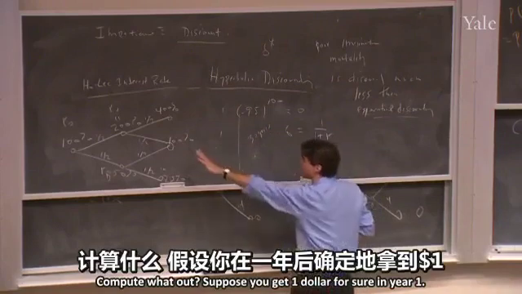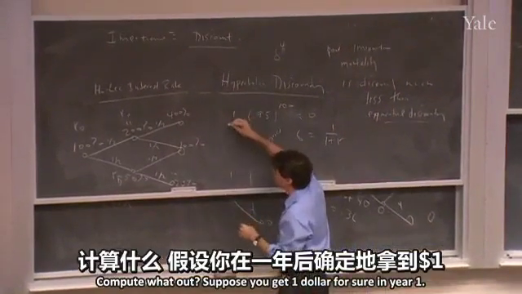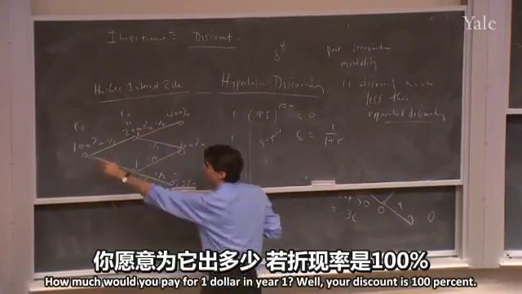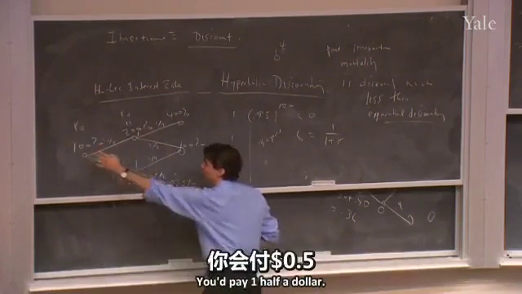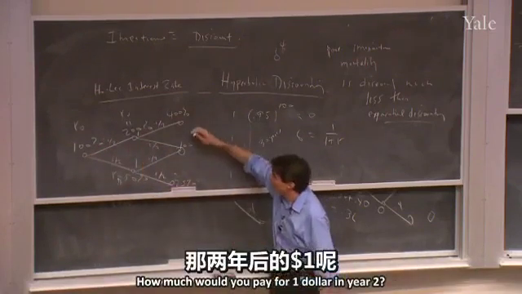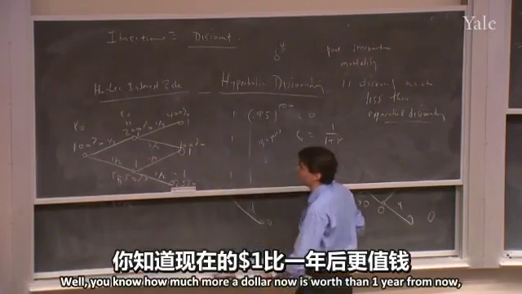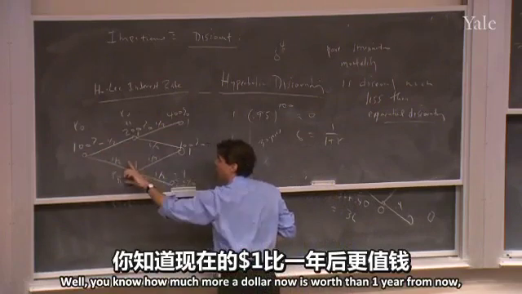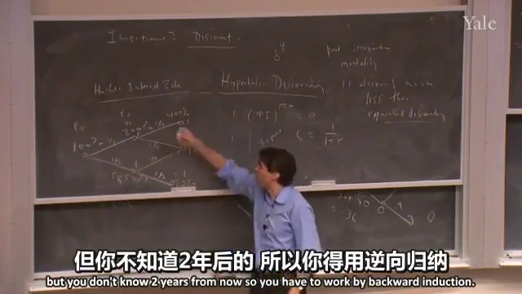Okay, suppose you compute what out? Suppose you get $1 for sure in year 1. Okay, how much would you pay for $1 in year 1? Well, your discount is 100%. You pay $0.50. How much would you pay for $1 in year 2? $1 in year 2, well, you know how much more $1 now is worth than a year from now, but you don't know 2 years from now, so you have to work by backward induction.